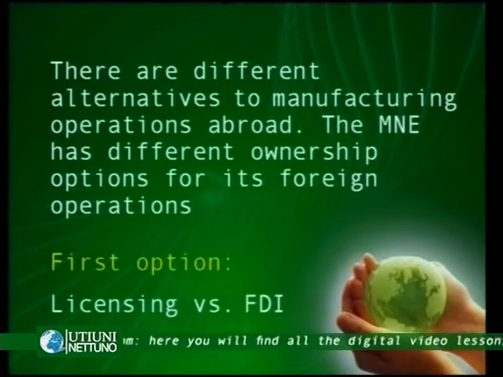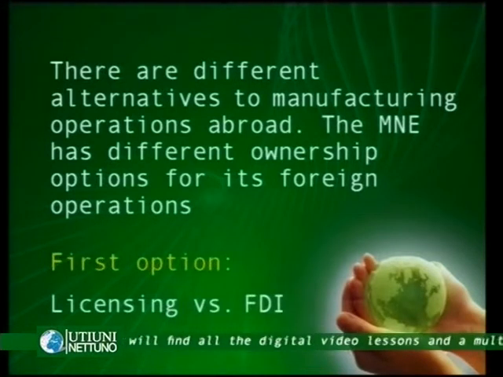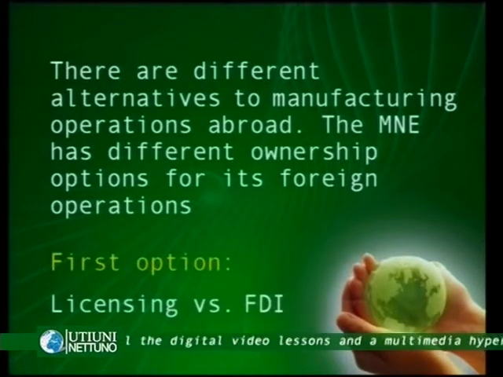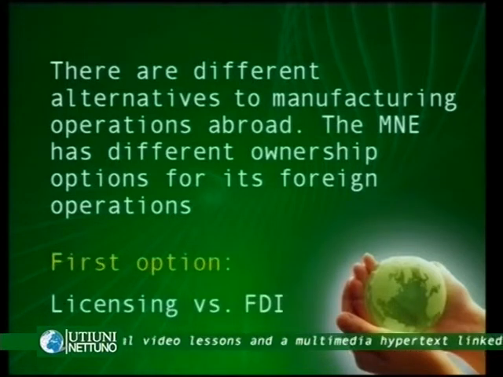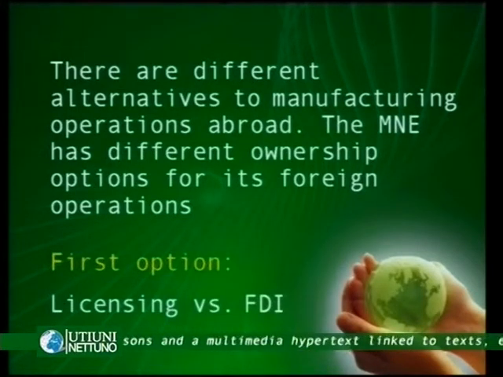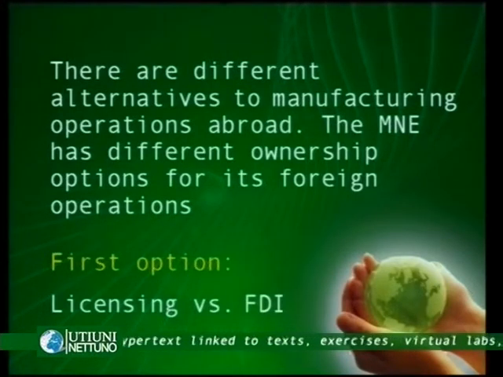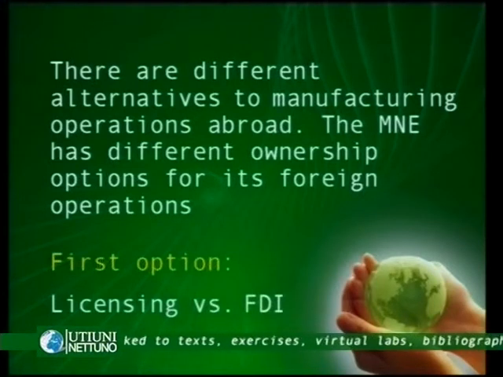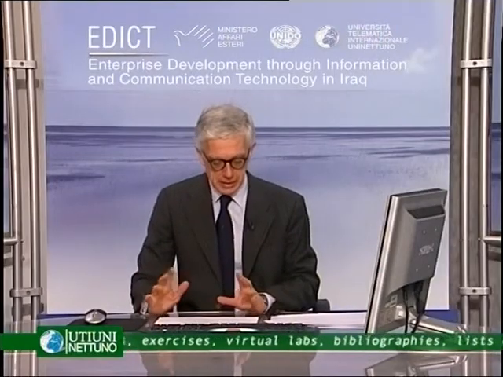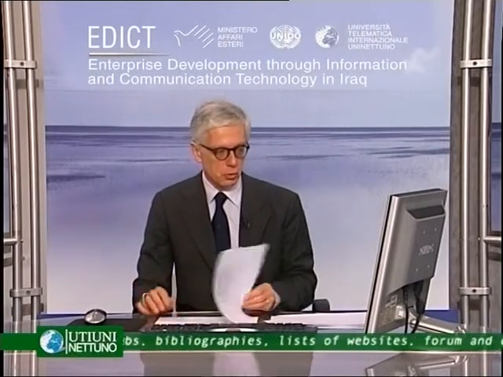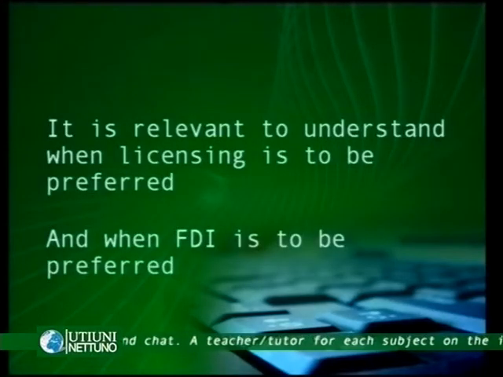There are different alternatives to manufacturing operations abroad. Multinationals have different ownership options for their foreign operations. The first option is licensing versus foreign direct investment. The multinational has to understand if it's better to go abroad through licensing or foreign direct investment. So it is relevant to understand when licensing is to be preferred.